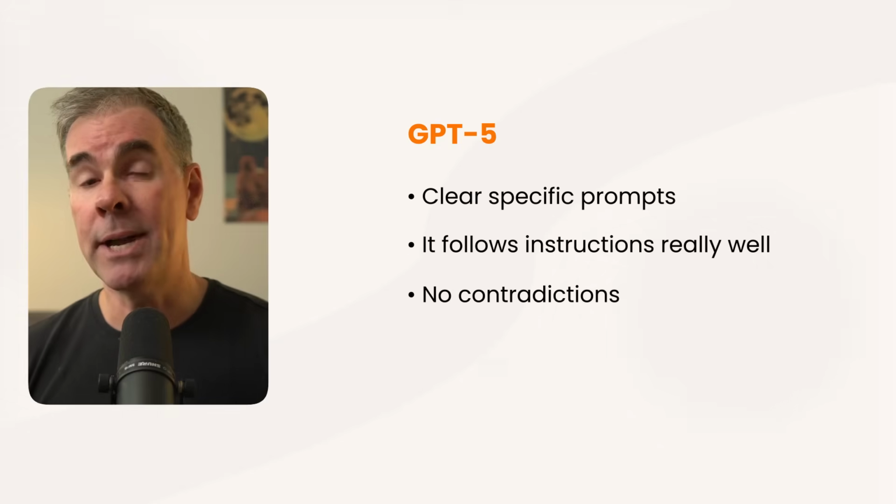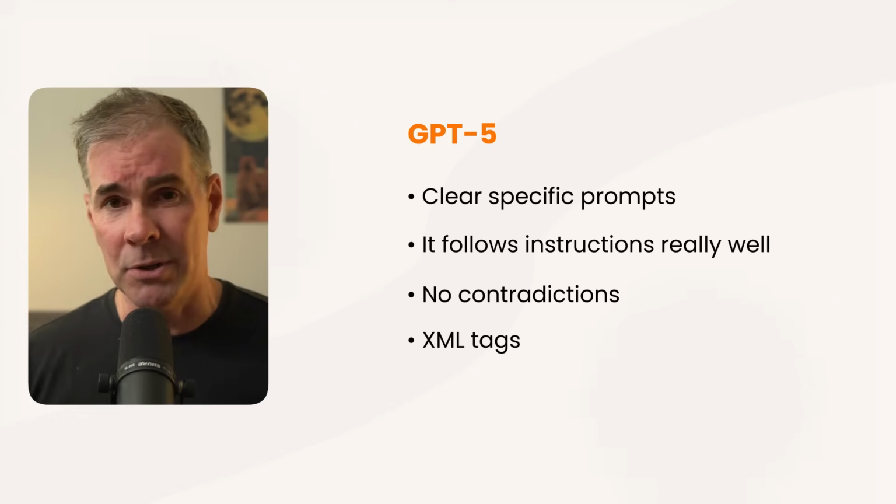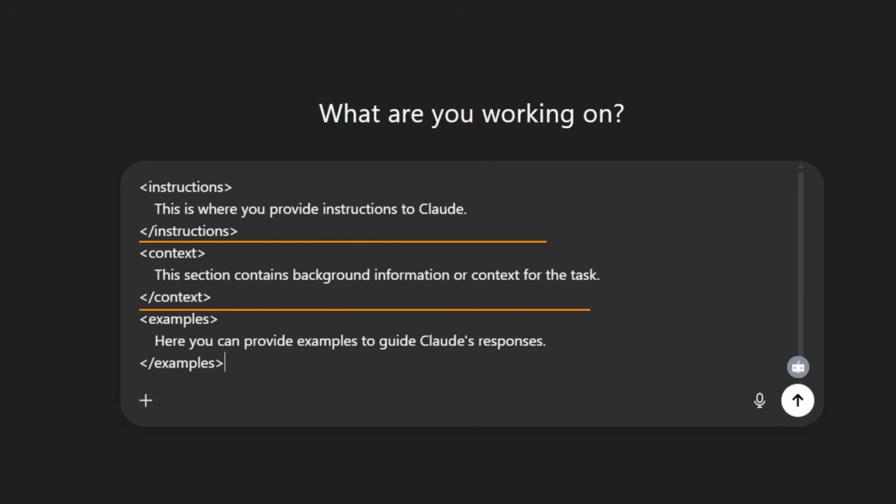Also, OpenAI recommends using XML tags. Okay, that's not something new. We've been doing that for a long time now, specifically over on Claude with Anthropic, but OpenAI now wants us using XML tags for the best results with GPT-5 to separate the different sections of our prompt.